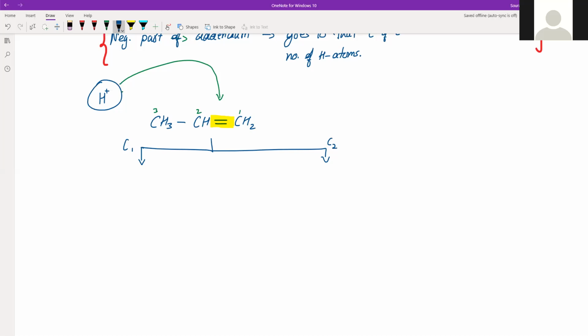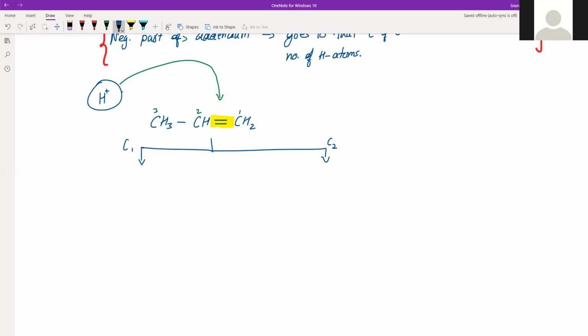Carbocations are formed by, one of the methods was by addition reaction. During addition reaction, carbocations are intermediates. So it's not good to say carbocations are formed by. Instead, we said carbocations are formed during the addition reactions of alkenes, that we have seen, right?